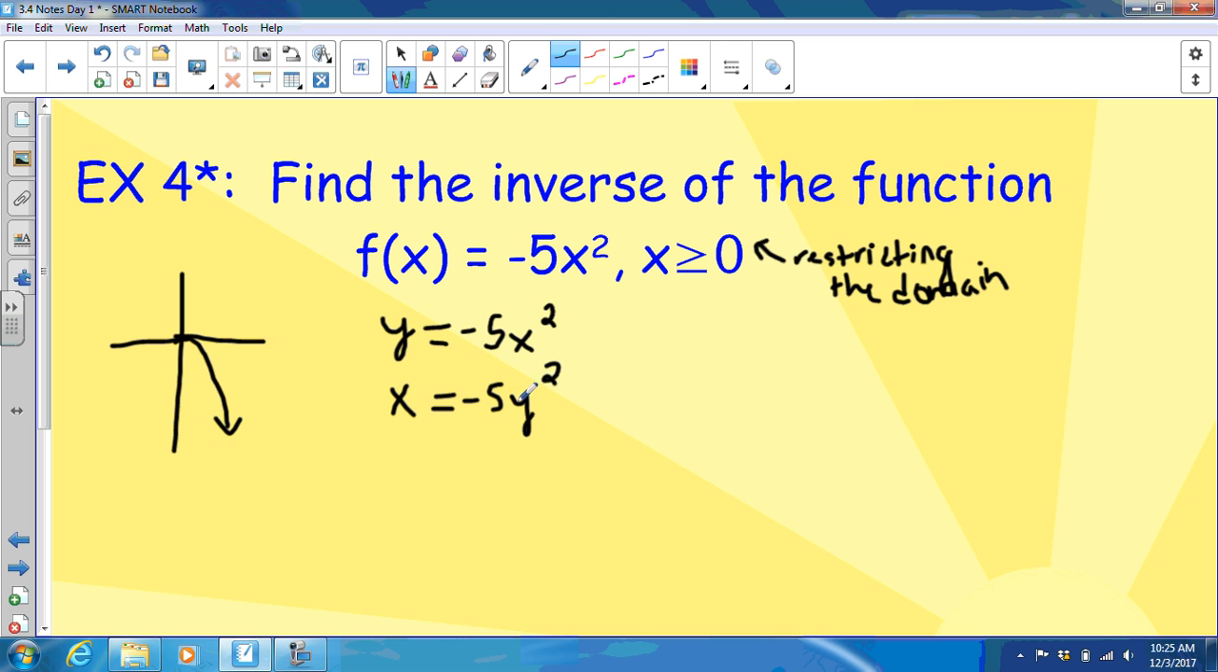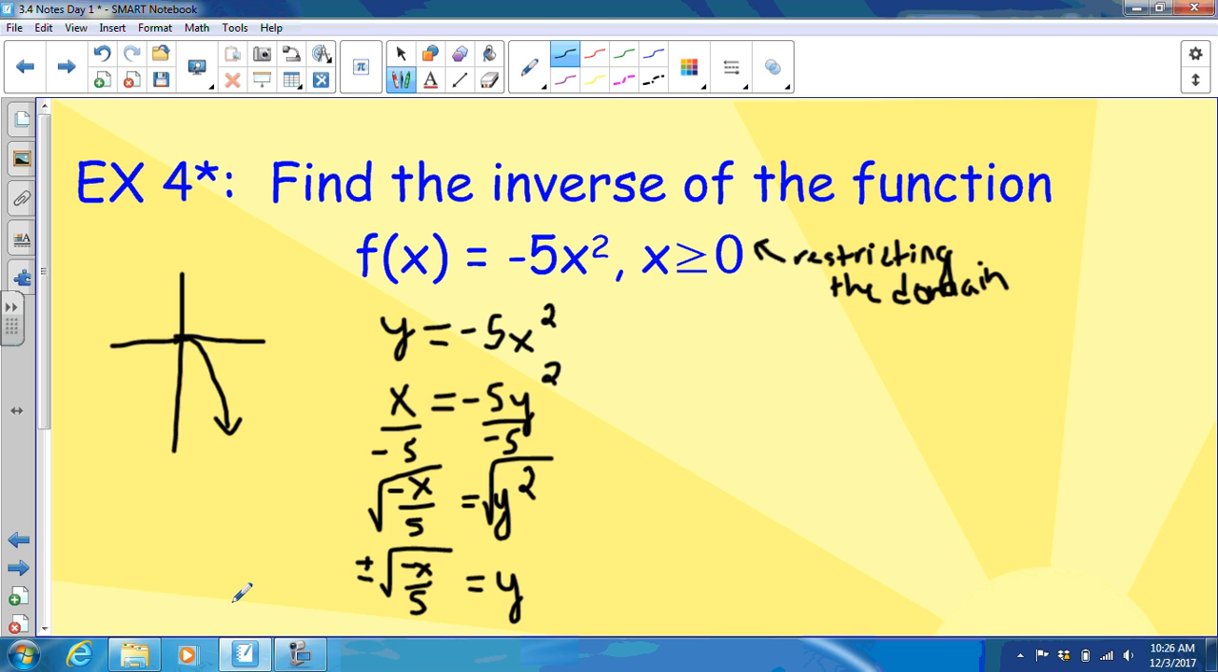And now we're going to solve for y. The first thing is I need to divide both sides by negative 5 to get rid of that. So now I have y squared equals negative x over 5. Because we have to get y all by itself, I need to take the square root on both sides. So now I have y equals, and remember, whenever we take the square root, we have the plus or minus, and then the square root of negative x over 5.